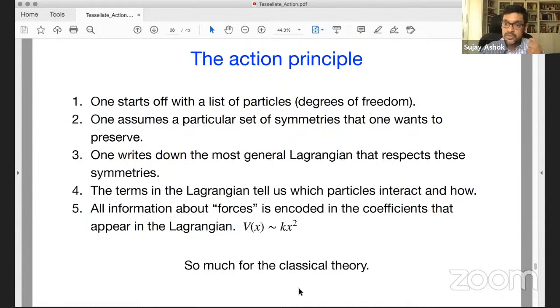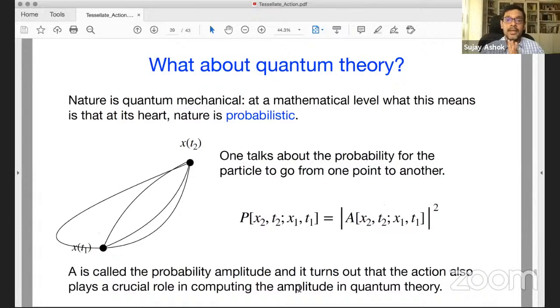Is the action principle useful there? Okay, and the answer is yes. In the quantum theory, and if you haven't heard about this, it's fine, just take a few messages away. At its heart, we know from experiment that nature is probabilistic. The quantum theory is probabilistic, which means that there is no sense in quantum theory to talk about the path followed by a particle from A to B. This question doesn't make sense in quantum mechanics.